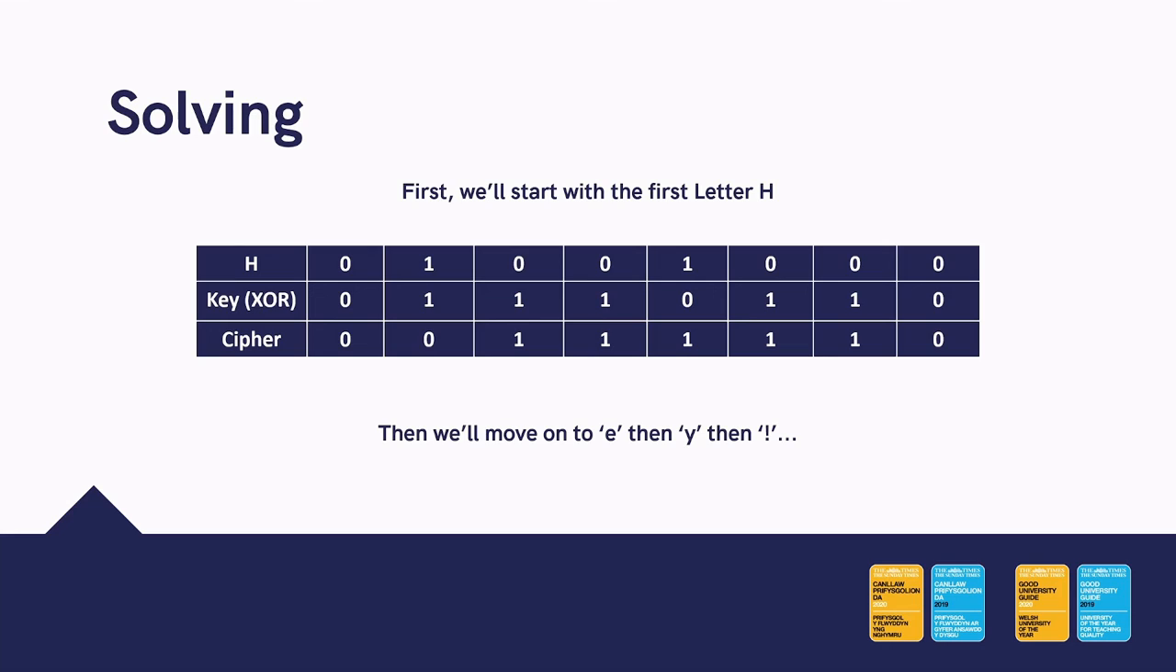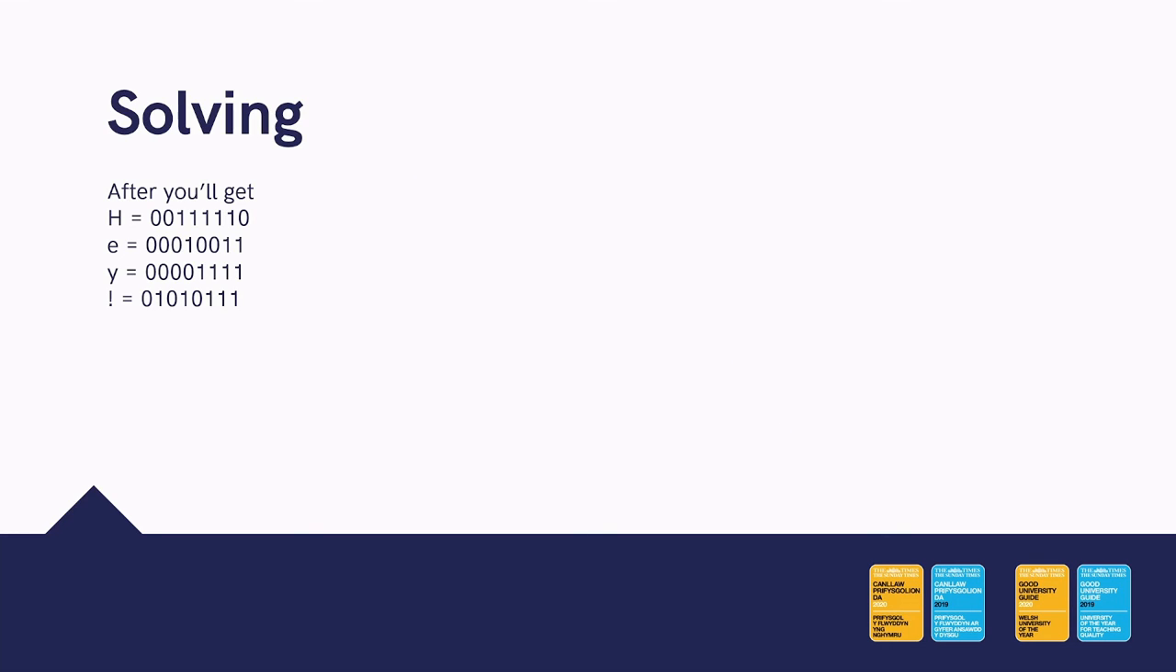So 0, 0, they're the same, so it's 0. 1, 1, they're the same, so it's 0. 0, 1, they're different, so it's 1. 0, 1, different, 1. 1, 0, different, 1. So on and so forth, till we finish with H. Repeat that for E, Y, exclamation mark, until you get these answers here. So H equals 00111110, E equals 0001011, Y equals, and the exclamation mark equals, and so on and so forth.